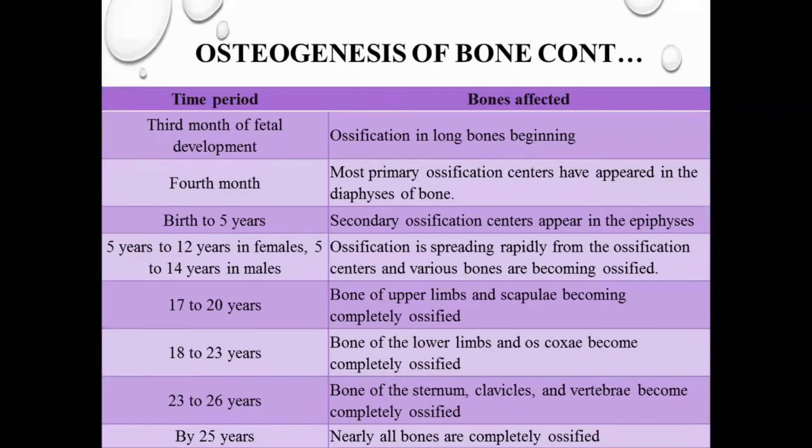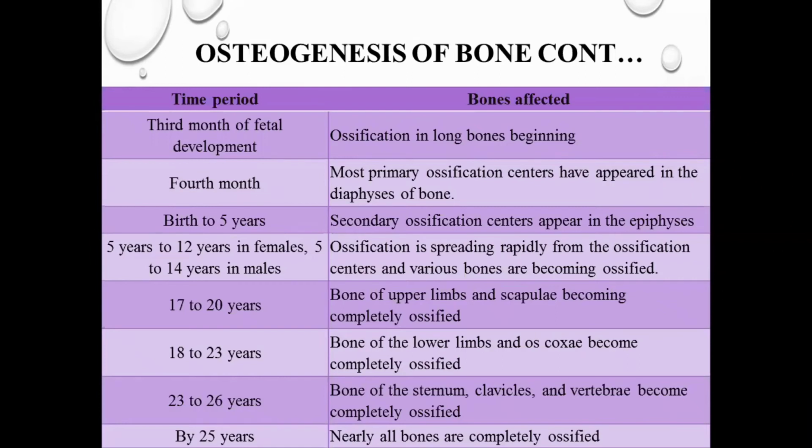Okay, between the male and the female, the ossification is spreading rapidly from the ossification center, and various bones are becoming ossified. Ossified in the sense that it's going to complete the process, it's going to end. The bone has grown completely, that's called ossified. Then at 17 to 20 years, the bones of the upper limb and the scapula become completely ossified. The upper limb in the sense is your hand. It becomes completely ossified at the age of 17 to 20.